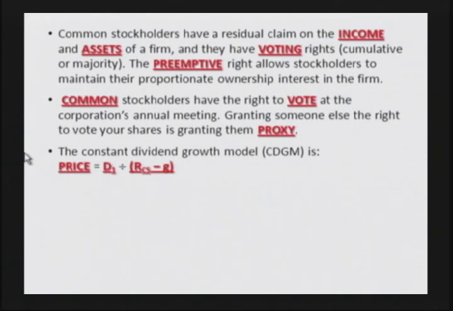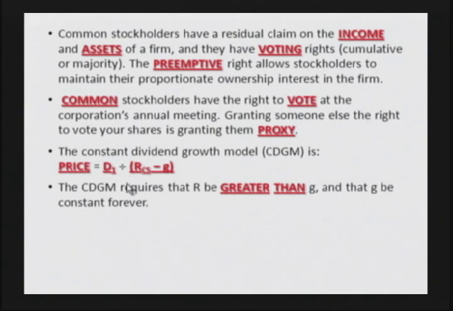The constant dividend growth model says the price of common stock is that next dividend, D1, divided by the required return on the stock minus the growth rate, all of that in the denominator. For this model to work, the required return has to be greater than G. If not, then that denominator would be negative and the price would be negative. And that can't be because of limited liability. Also mathematically, the model just wouldn't work if R is not greater than G.